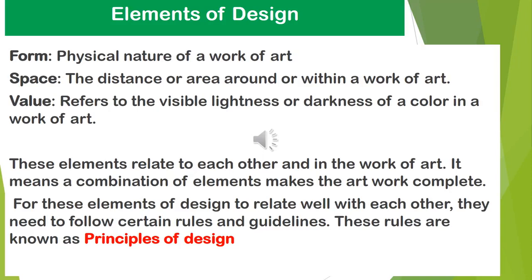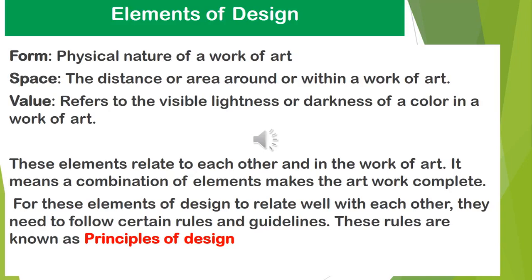Then we come to the last element, which is what? Value. So value simply refers to the visible lightness or darkness of color in a work of art. So value deals with what? Tones. And we know tones come with what? Color. So how light or how dark the color is gives us value, which is also an element of design.